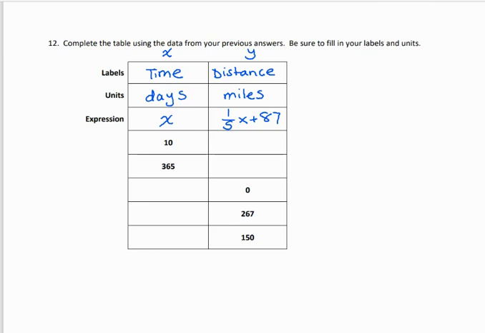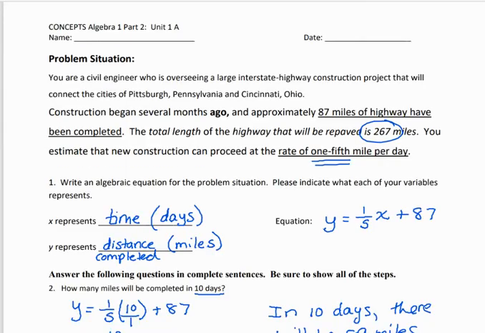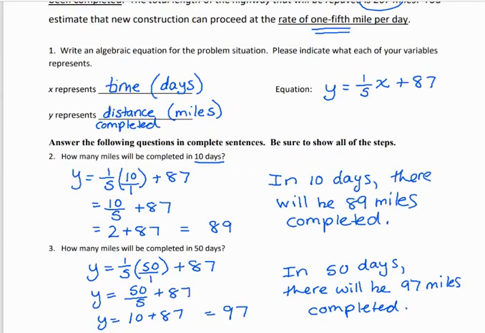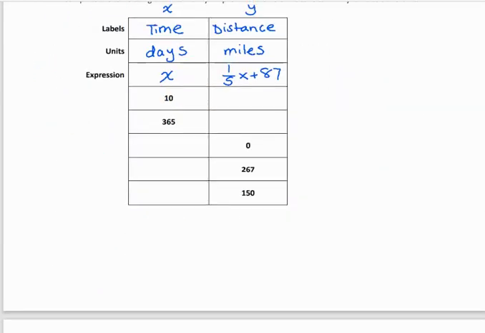Okay, so now we're going to fill in the chart. All these numbers are pieces that we already have calculated, right? So for 10 days, that's the first one. 10 days was way back at number 2. And we got how many miles? 89. Good. So I'm going to put an 89 in there.